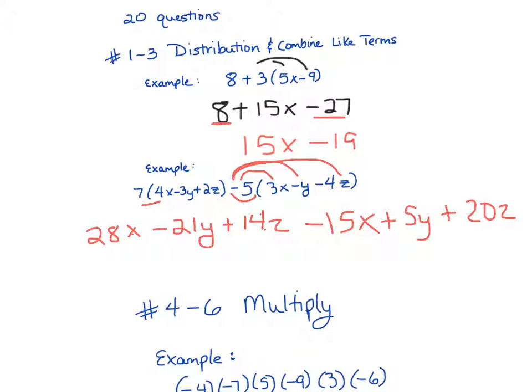So now I'm going to combine my like terms, and I have a like term here with the 28x and the negative 15x. When I add those together or combine them, I get 13x. Next, I have the y's that I can group, and negative 21y plus 5y gives me negative 16y. And then I can group my z's, and 14z plus 20z gives me 34z.